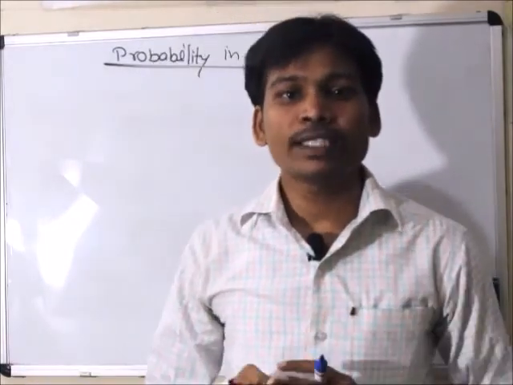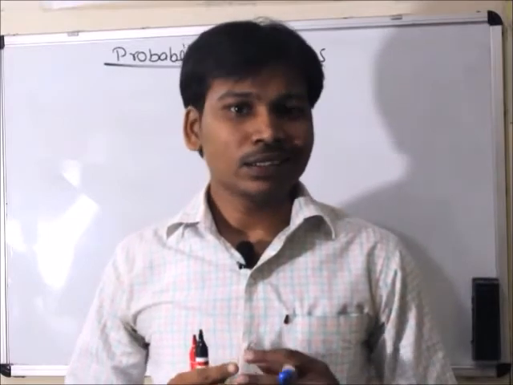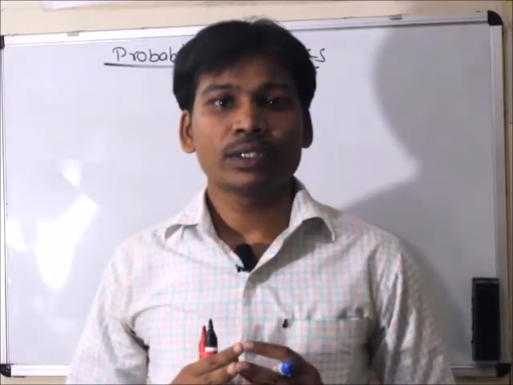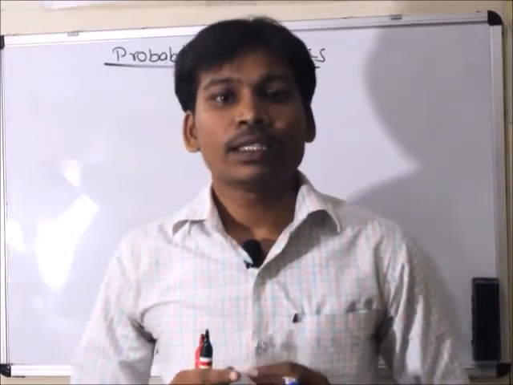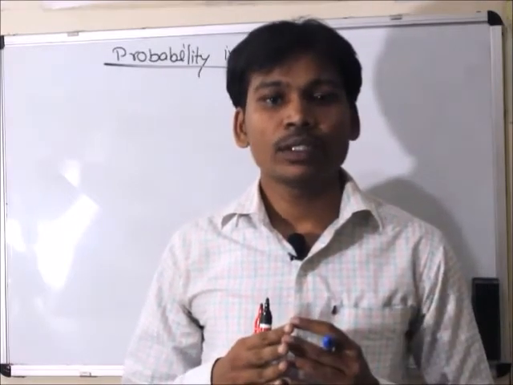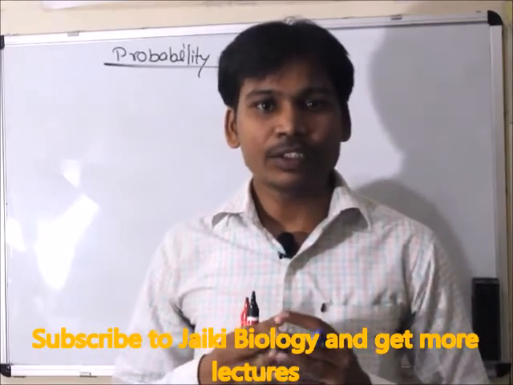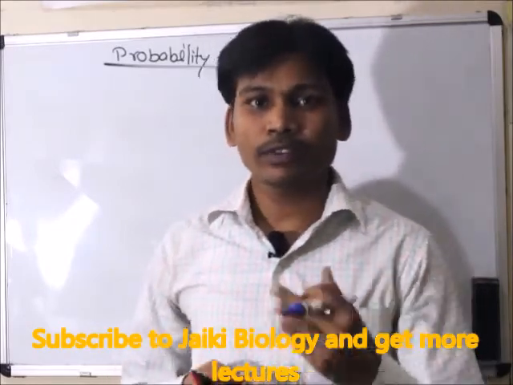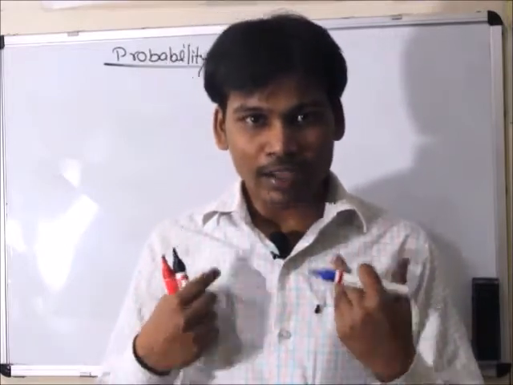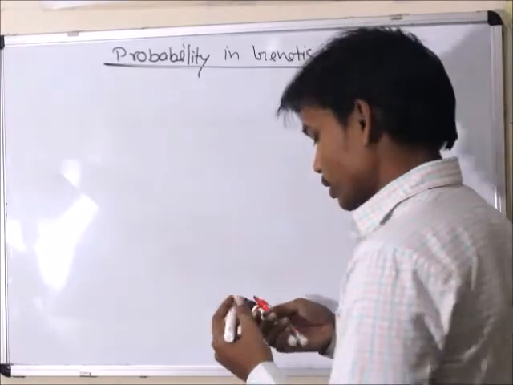Today I will tell you how probability is applied in genetics, and what rules are used in probability. There are two rules, the addition rule and the multiplication rule. After genetic classes, we can apply these rules. First I will tell you how the addition rule is applied and where the multiplication rule is applied.